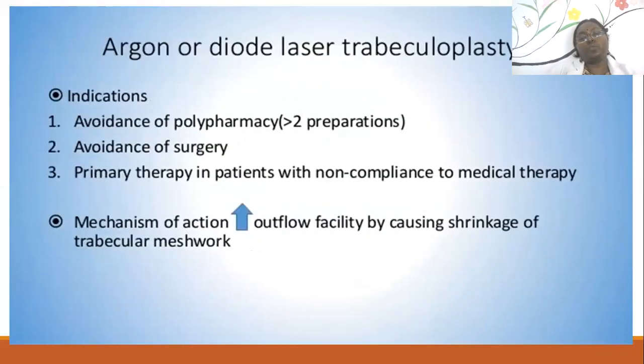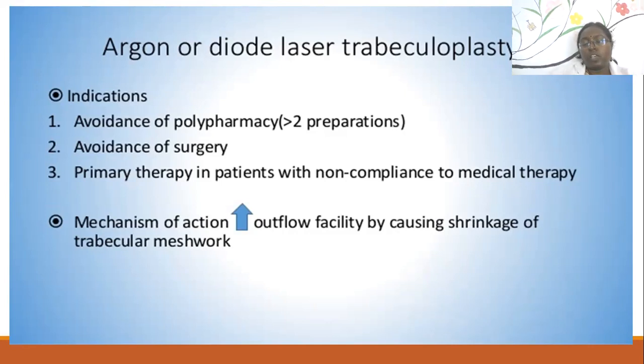The laser treatment includes laser trabeculoplasty, which can be done using argon or diode laser. The indications are avoidance of polypharmacy, that is more than two preparations, and avoidance of surgery. So to avoid surgery, the patient can go for a laser treatment. So it is the primary therapy in patients with non-compliance to medical therapy. If there are more than two drugs, the compliance of the patient decreases. So you can go for argon and diode laser trabeculoplasty.